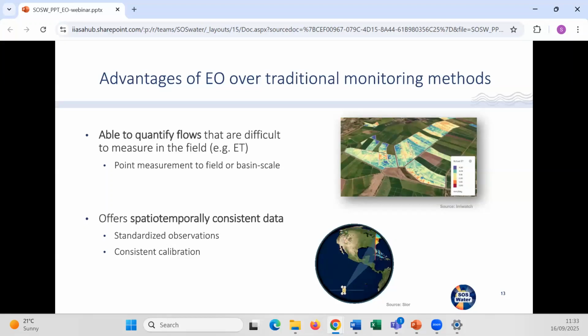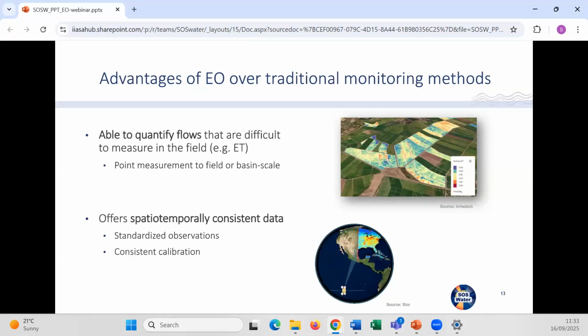Thirdly, with Earth observation, you can quantify flows that are normally difficult to measure or are very local. For instance, evapotranspiration. Of course, you can measure evapotranspiration with the flux tower. However, this is very expensive, and this is also a very local measurement, and it varies a lot in space, so it's highly heterogeneous. Using Earth observation tools, you can monitor large swaths of land and extrapolate these point measurements to field or basin scale.